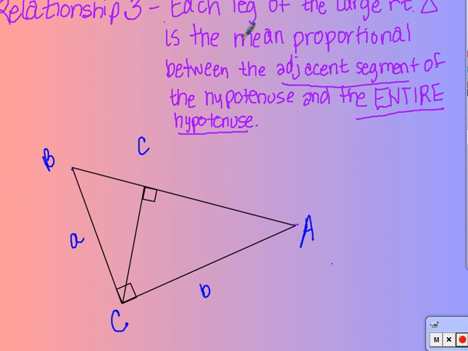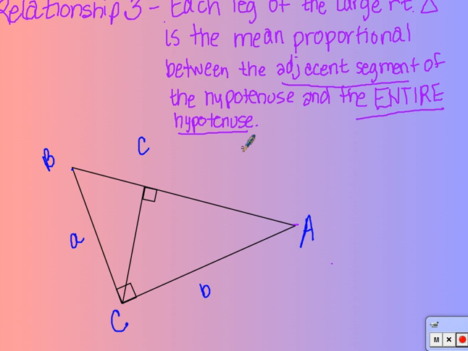All right, last relationship is this one. You're going to have to read it a couple times. It seems really convoluted and hard to understand, but it isn't. Okay, so relationship number 3. Each leg of the large right triangle is the mean proportional between its adjacent segment of the hypotenuse and the entire hypotenuse. We'll come back and read that in a second.